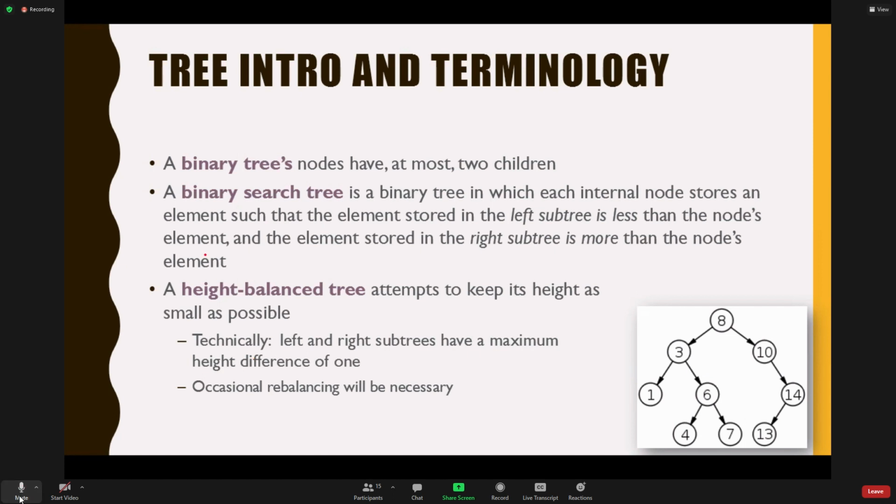Okay, so the next piece then is, there's one more term, and that is a height balanced tree, okay? A height balanced tree says that if you look at the left side and the right side, the height is within 1 distance. If we check the height on the left and the height on the right, the difference between those two can be at most 1.